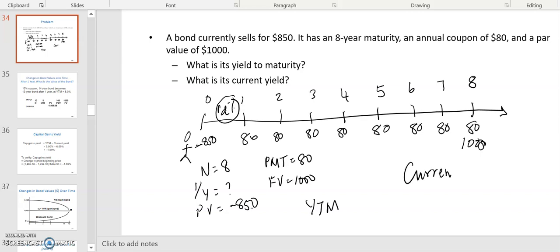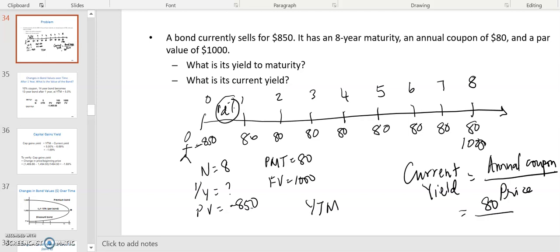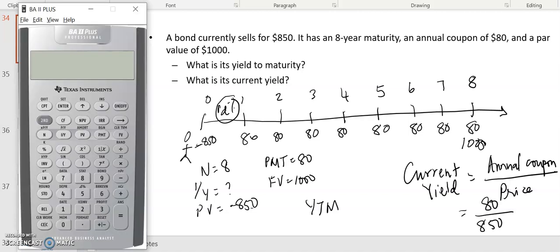The current yield, on the other hand, can be calculated as annual coupon divided by the price of the bond. Annual coupon payment is $80 and the price of the bond is $850. So more or less very straightforward for the current yield. Let's calculate the yield to maturity.